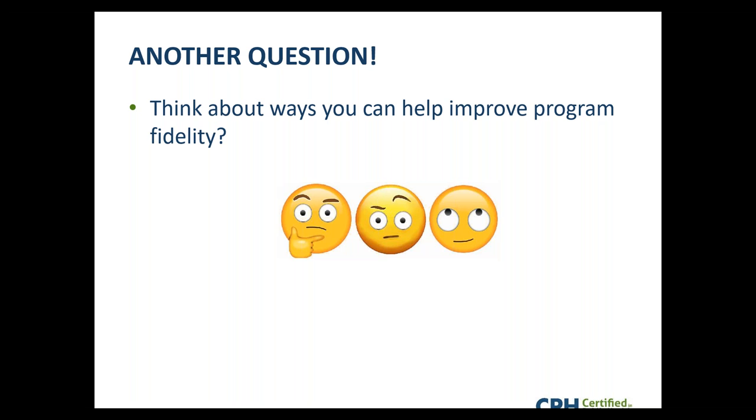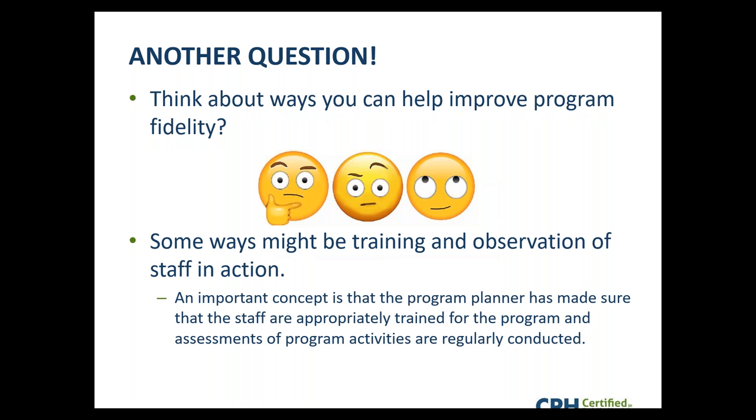And okay, let's show you a way. Well, this is one way I definitely think is important, training and observation of your staff, right? Because these are the people who are going to be doing the program. So you have to make sure that your staff are appropriately trained and you keep assessing the program activities. You're looking at materials, you're looking at information they provide you about people who came and how things went, but they themselves are ready to do this program. Don't shortchange yourself on this because it can really break a program.